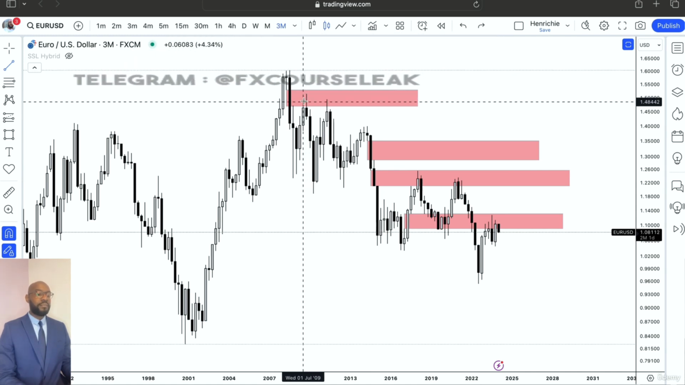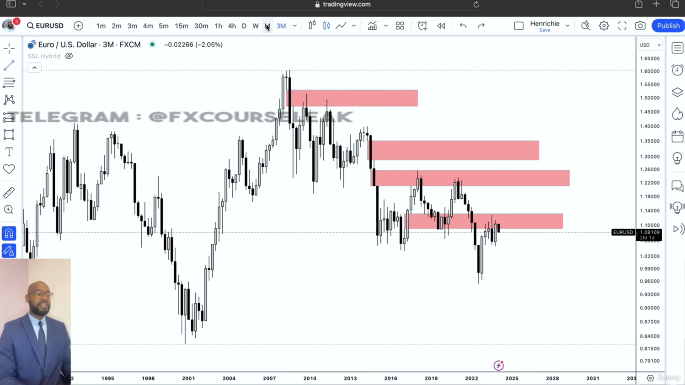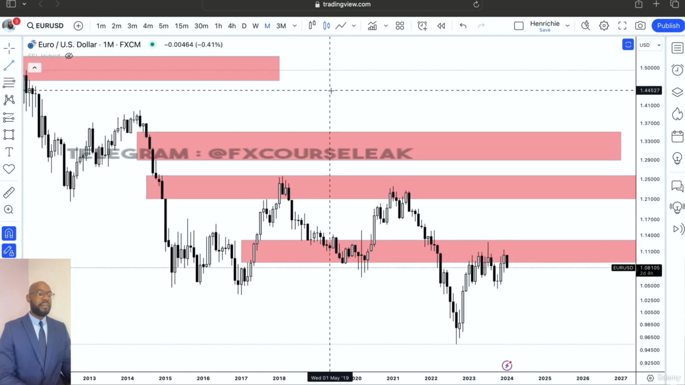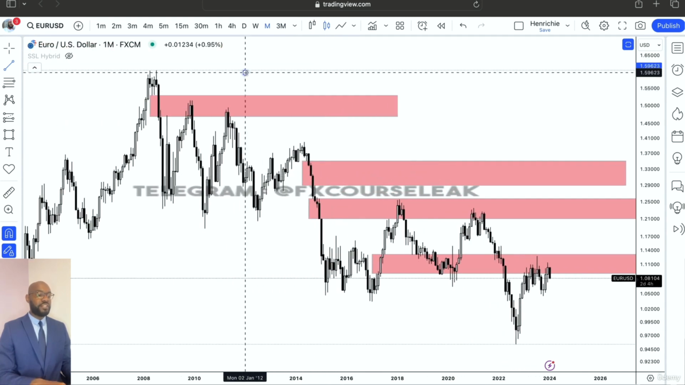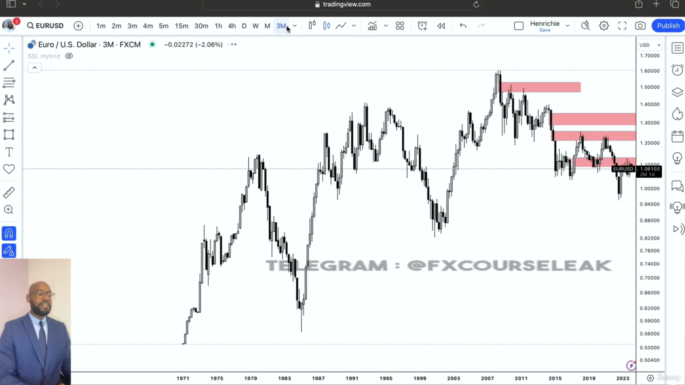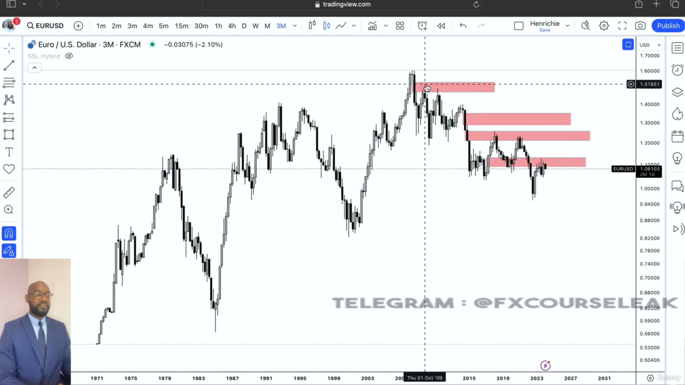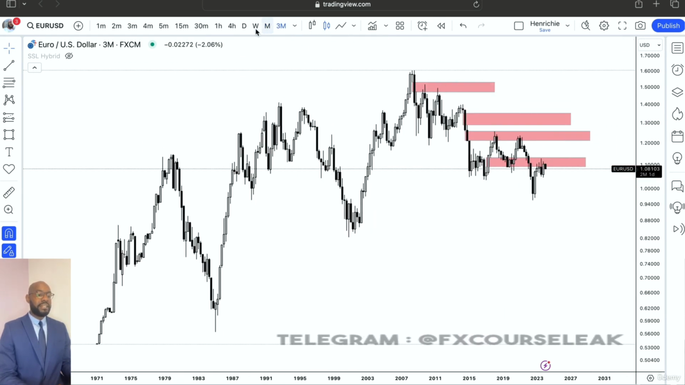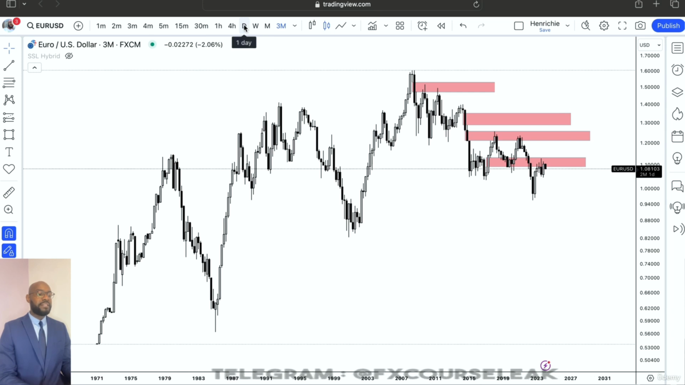Now we're going to start from this overall high right here. You can see this inefficiency right here. And when price taps into an inefficiency, what you're anticipating to see is a break of structure. In this case, we were working with the 3-month time frame, right? Now, if we tap this inefficiency, we'll be anticipating to see a daily.